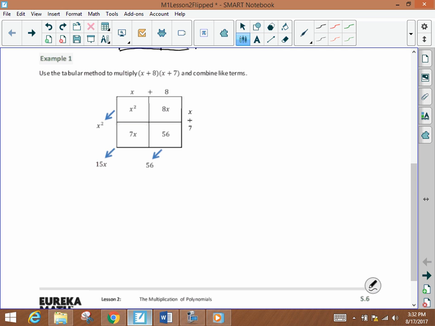So what am I doing? I'm multiplying my column and row, right? Forming a grid there. So then using that method, I'm able to say that x plus 8 times x plus 7 is equal to x squared plus 15x plus 56. All right, and we're going to use that tabular method right now.